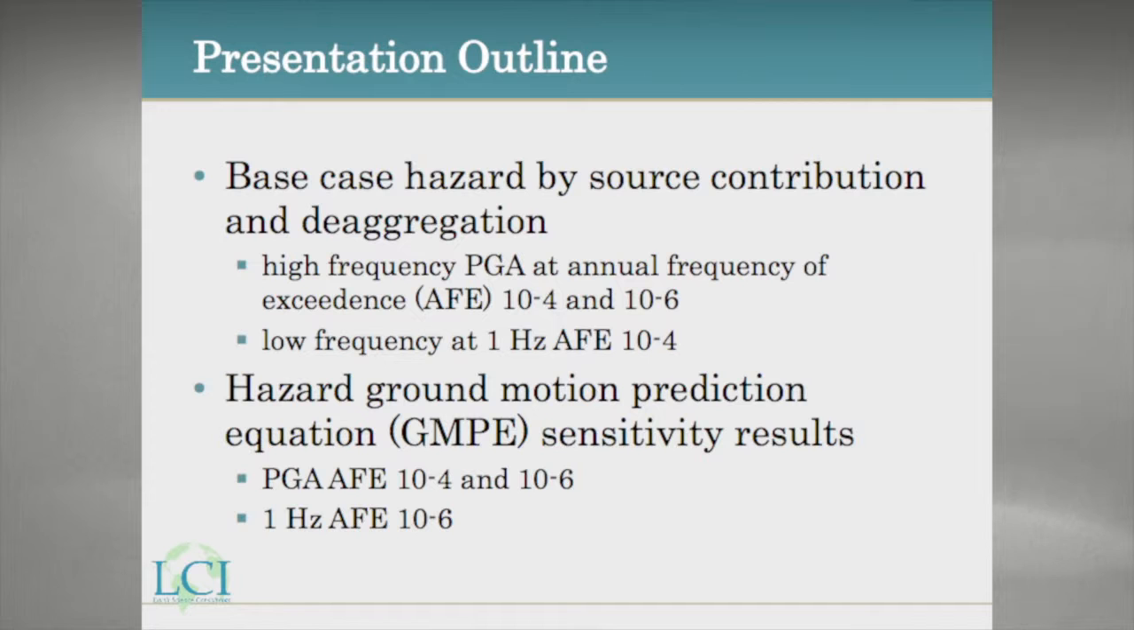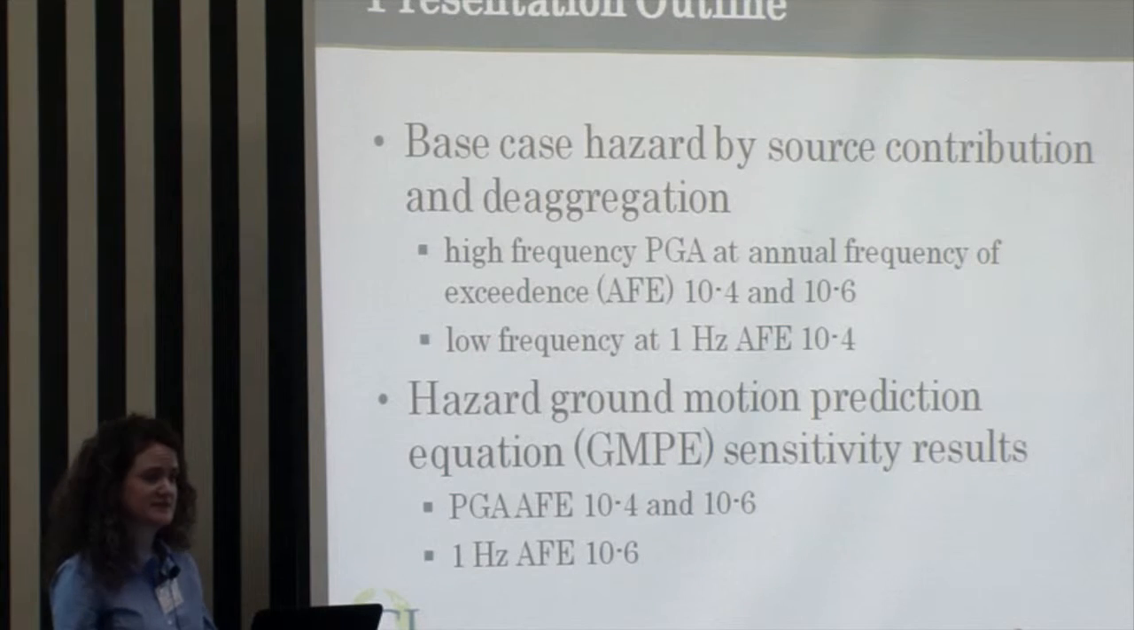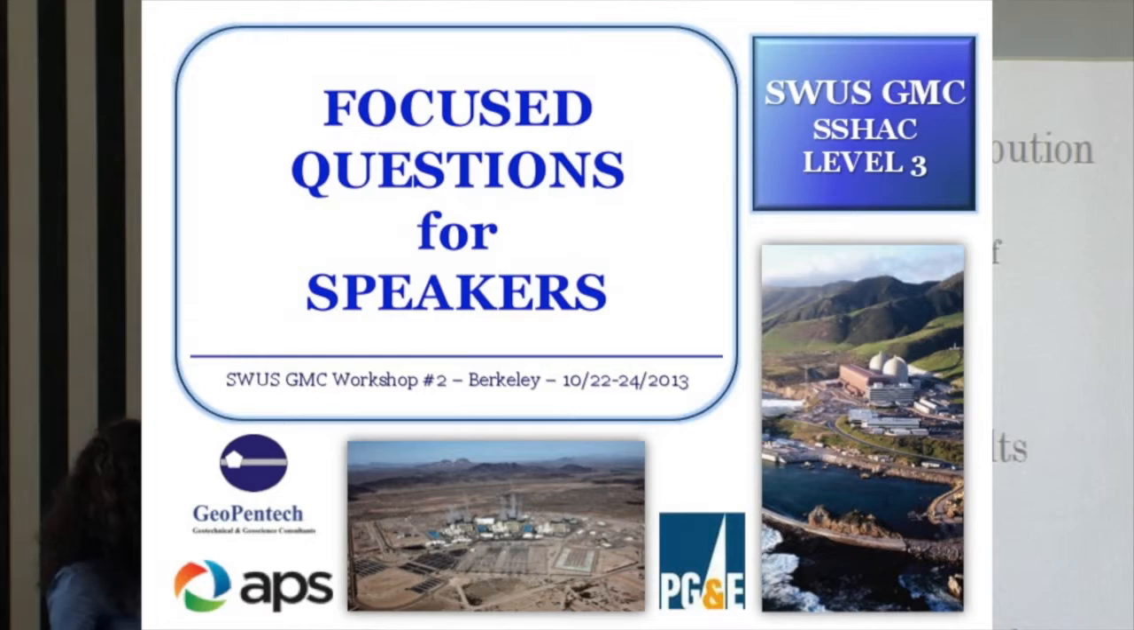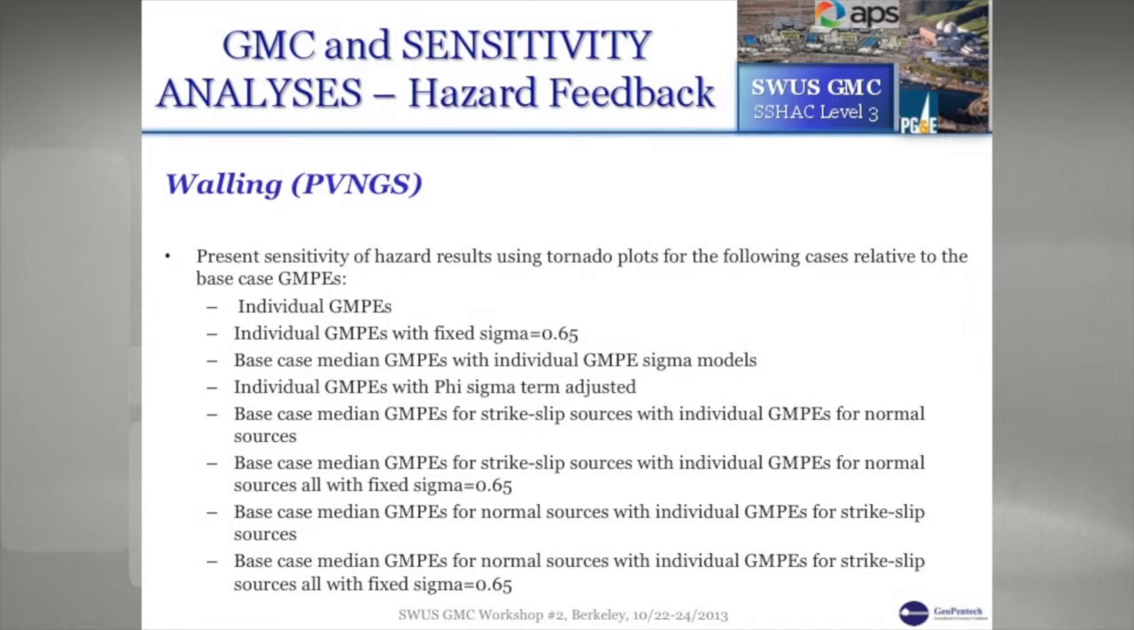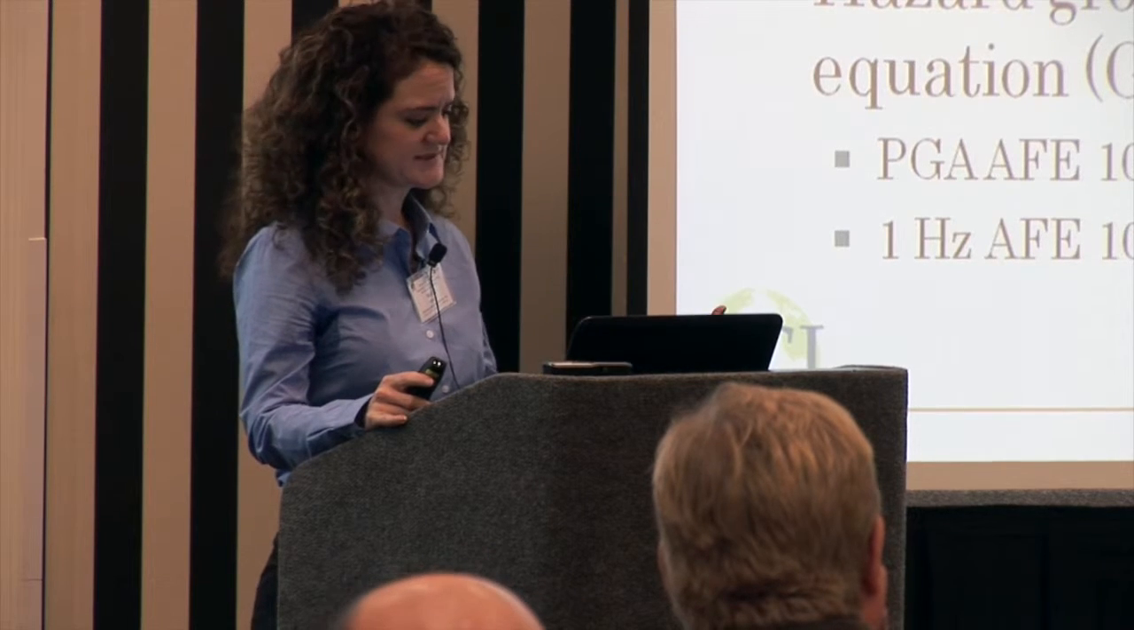I'll be presenting results for PGA at the annual frequencies of exceedance at 10 to the minus 4 and 10 to the minus 6. I'll also be presenting it for a low frequency, which is 1 hertz, at just 10 to the minus 4. And I'll give you my reasons for not presenting 10 to the minus 6. It's very similar to 10 to the minus 4. I'm hoping that this background will put you in context to how to interpret the results.